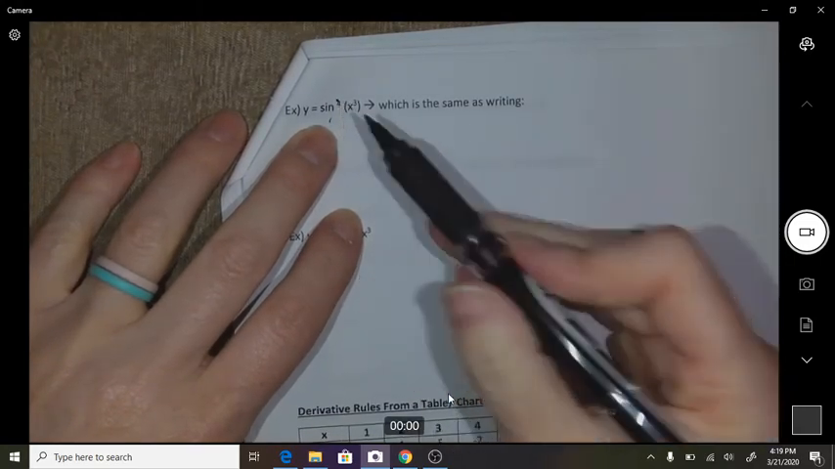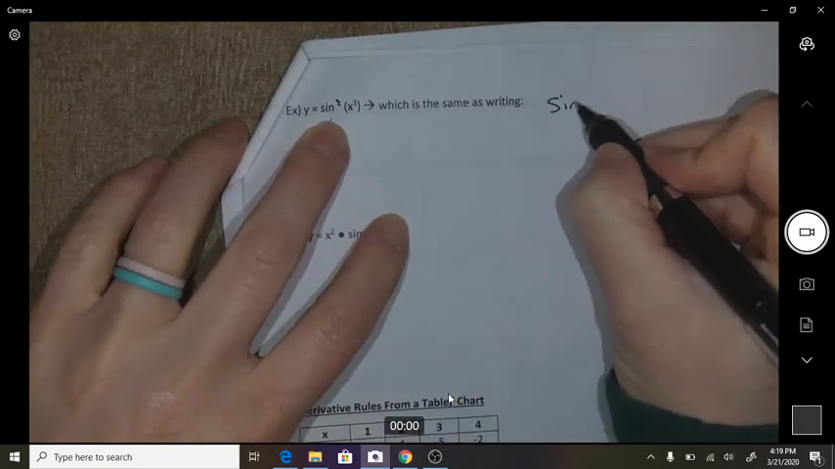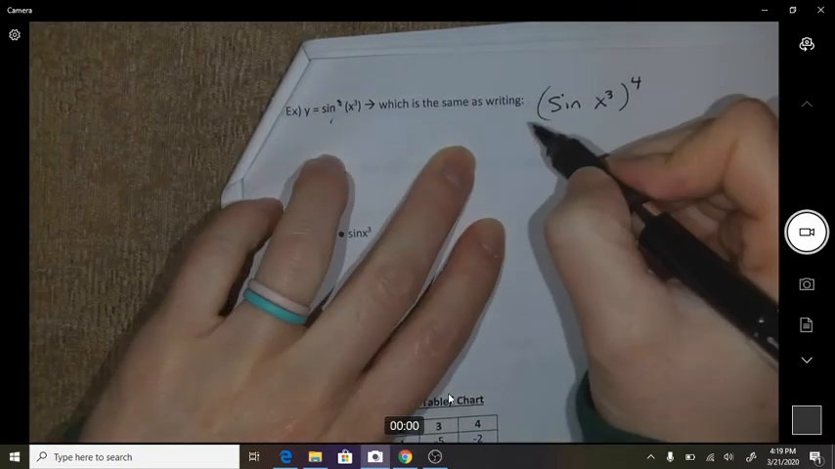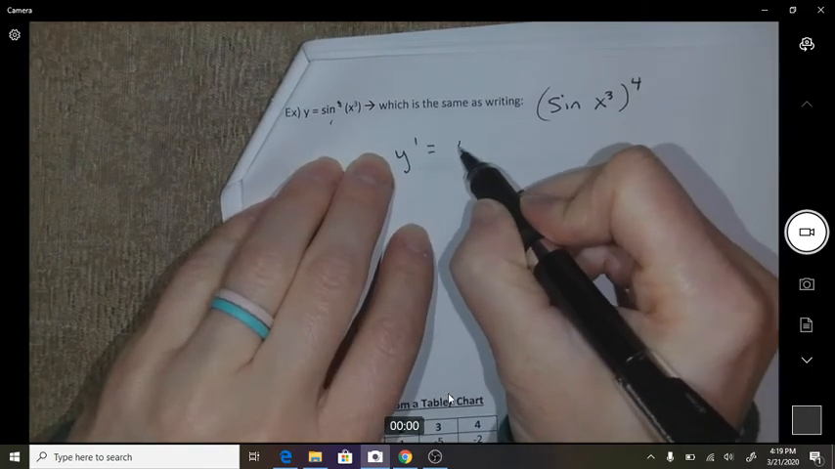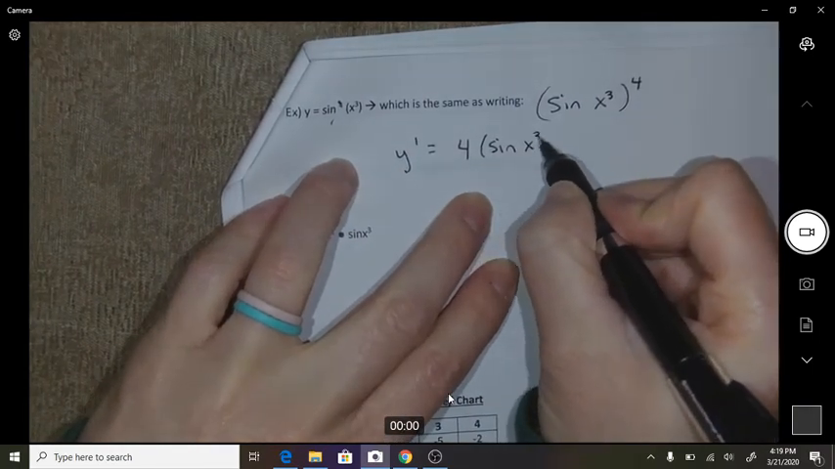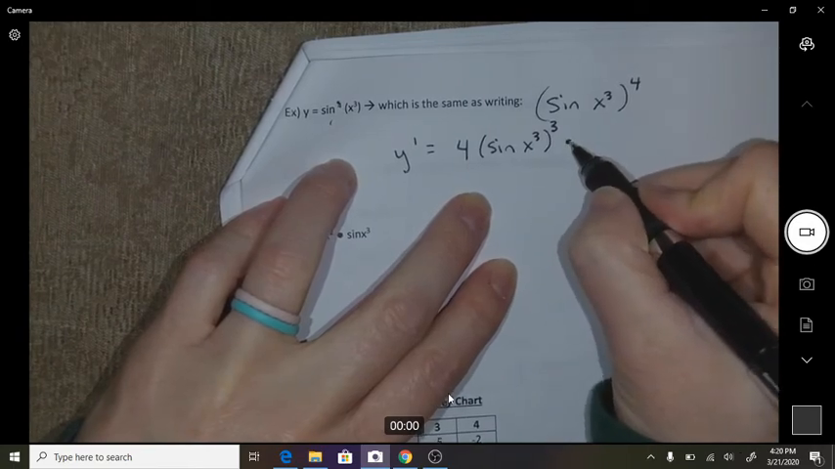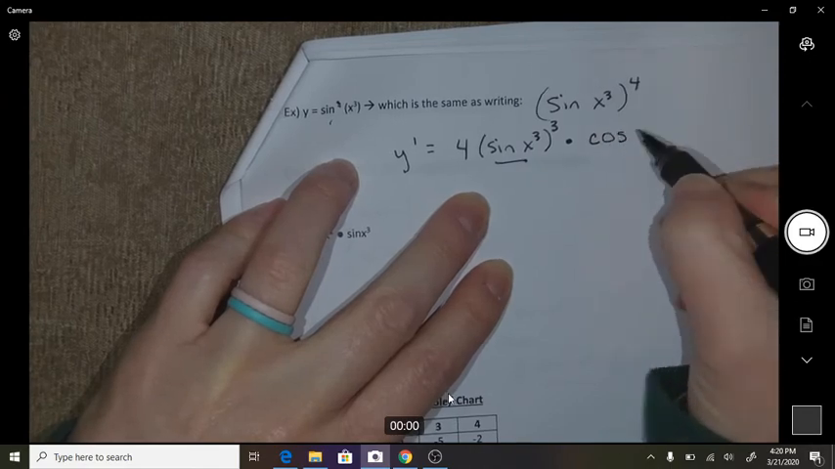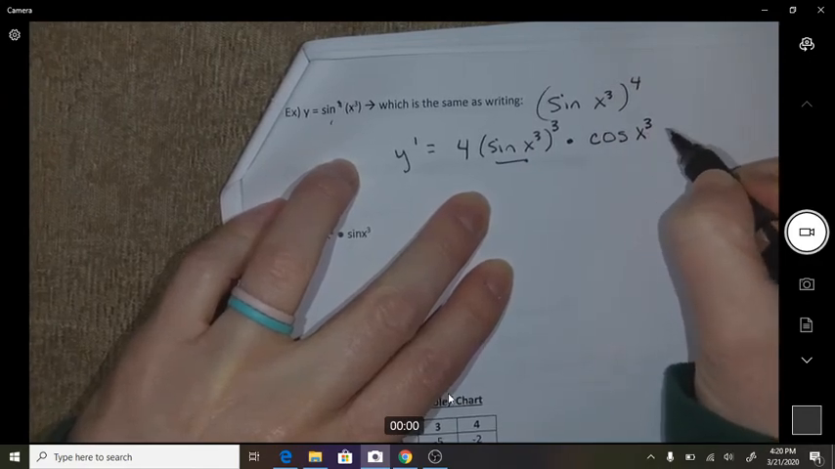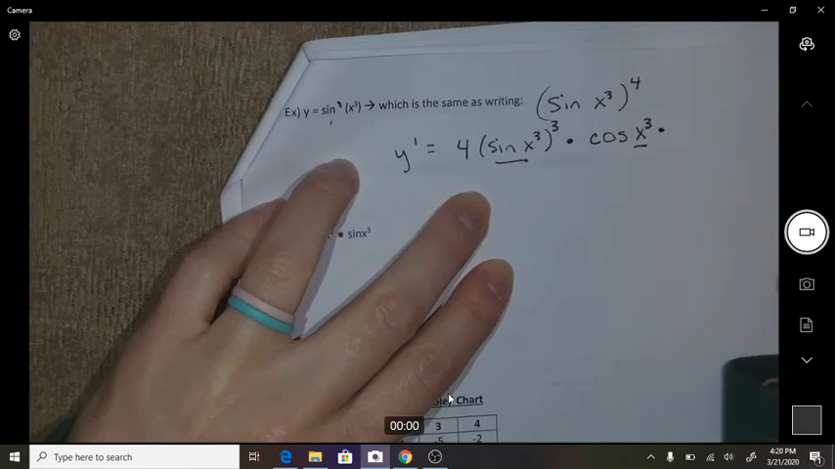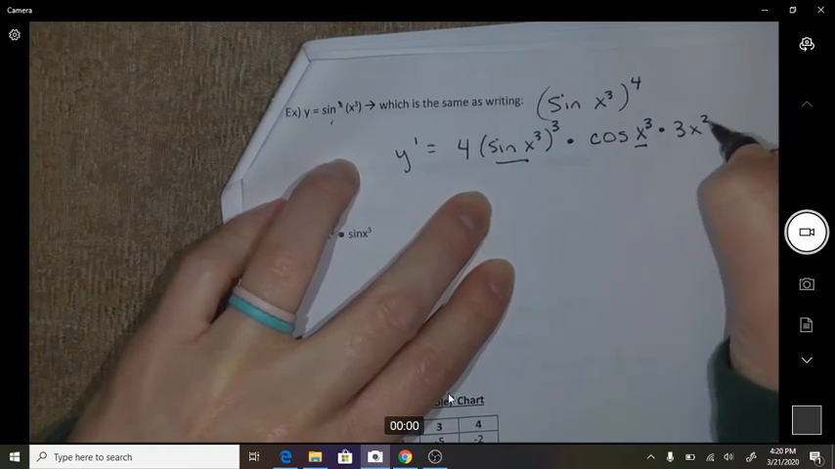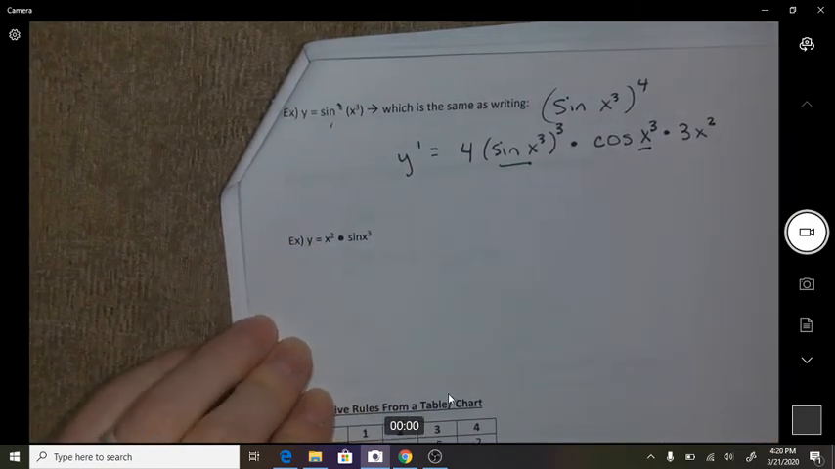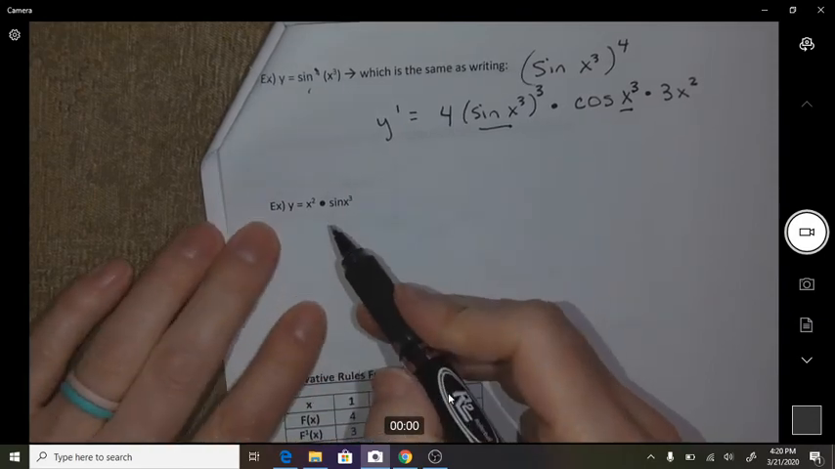So again, this 4th up there is the same thing as if I do that. Okay, so y prime equals 4 of those to the 3rd times the derivative of this. So cos x cubed times, and now the derivative of that, 3x squared. So you can see all those chains that I had to do.